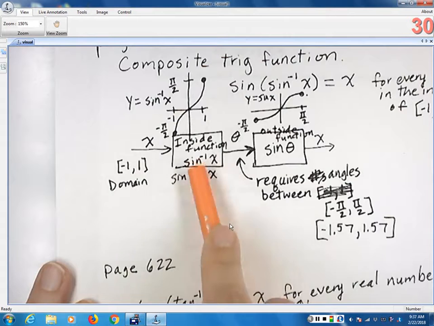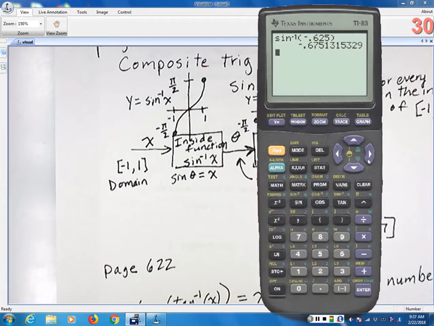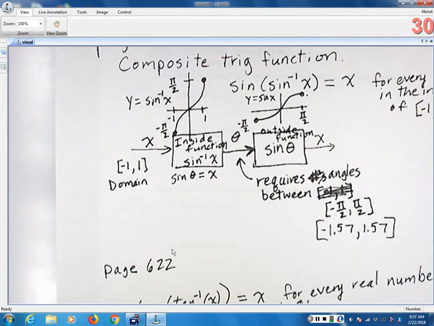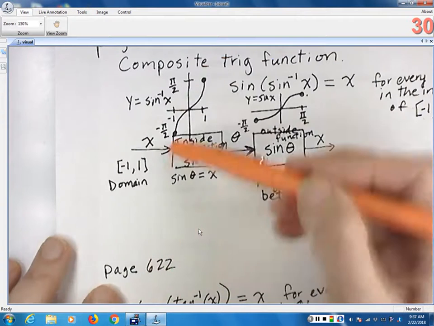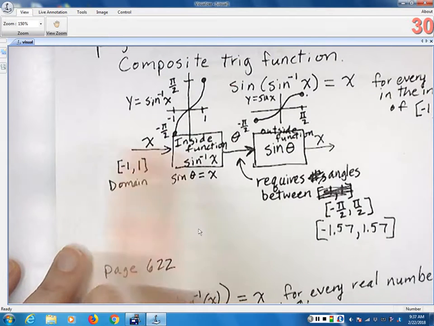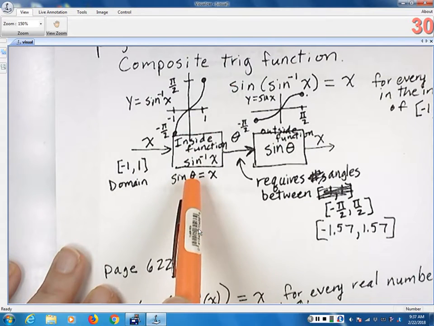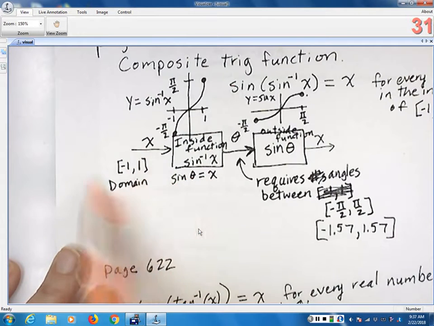Otherwise, it doesn't work. Now, you want to try it on your calculator? Try to put in sine inverse of -1.01. Domain error. Okay. So this is the graph of it, and x goes between -1 and 1. So this is the inside function. X is going into the inside function first, the inverse sine. So you've got to use this restriction.